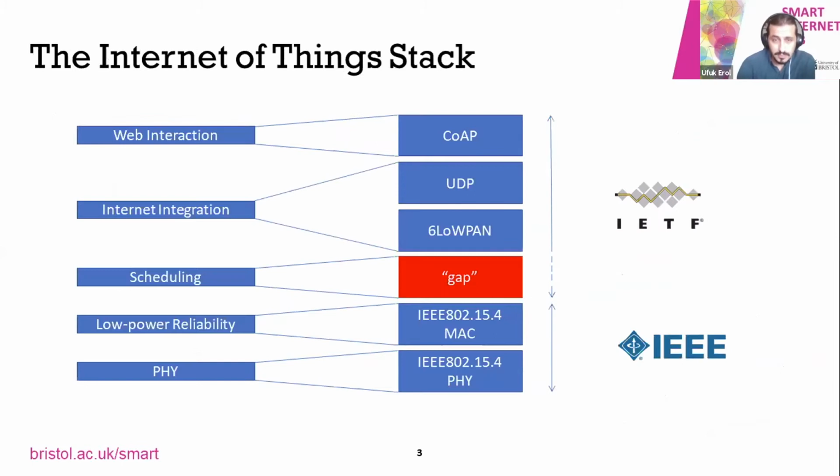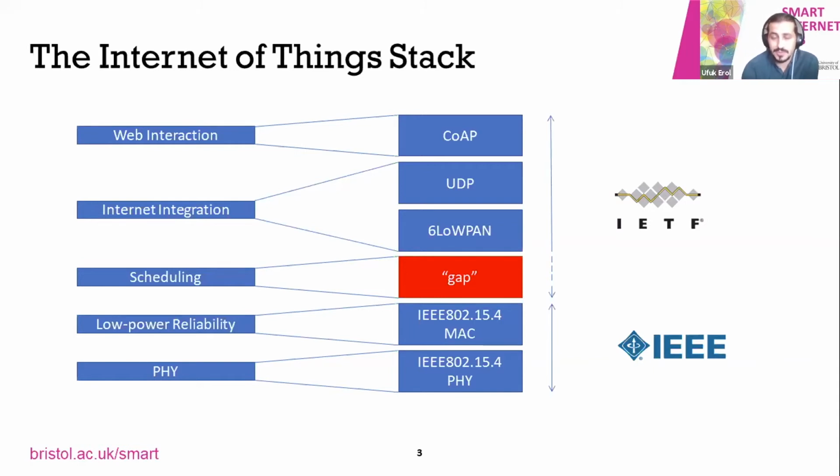As you can see, this is the Internet of Things protocol stack, which is specific for the 6TiSCH Internet of Things protocol stack. On top, we have a web-based application layer, and then we have an integration layer, which is 6LoWPAN, which is used for fragmentation and defragmentation of the packets.